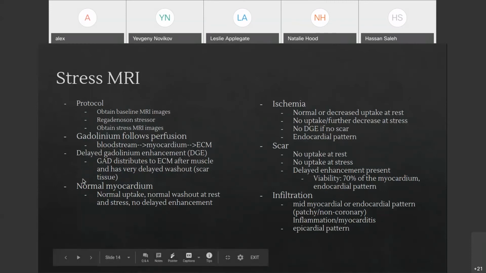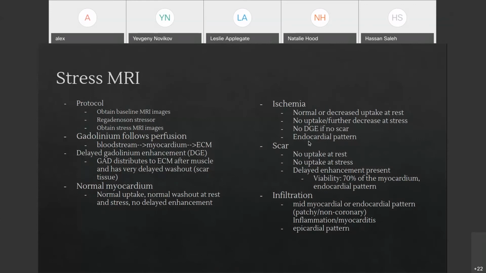On a normal study, and I've got an example of this on the next slide, you get normal gadolinium uptake, normal washout at stress and at rest, and no delayed enhancement. With ischemic myocardium, you get normal or decreased uptake at rest, and then once you stress them, you have no uptake or a further decrease in uptake. If there isn't any scar, the gadolinium won't hang around late. If there is scar, it will. You can obviously have mixed scar and ischemia.